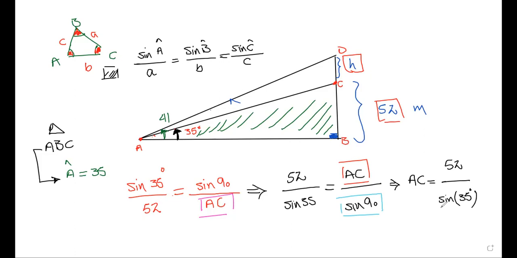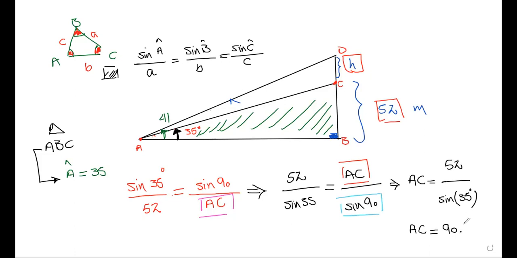And that length is measured just by using these very important ratios. Please, someone find sine 35. How much is sine 35? 0.5. And AC becomes 90.